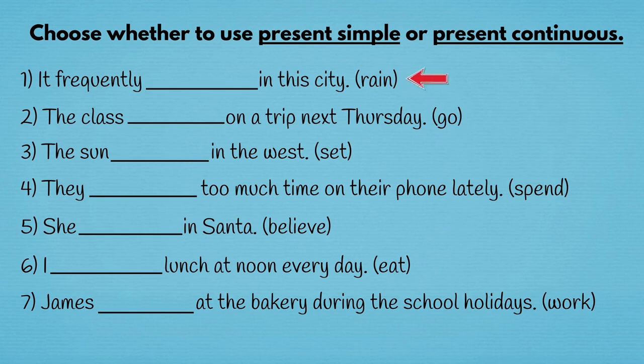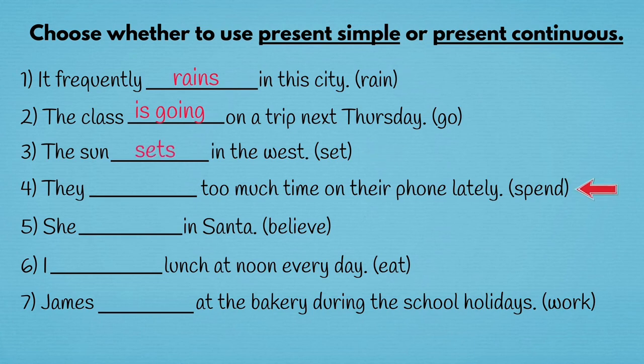Number 1. Here we need present simple because it's a repeated action, a permanent characteristic of the city. It frequently rains in this city. Number 2. Here we need present continuous because it's referring to a definite future plan. Going on a trip doesn't seem to be part of the class's usual routine. We would say, the class is going on a trip next Thursday. Number 3. We need present simple here because it's presenting a scientific fact. The sun sets in the west.